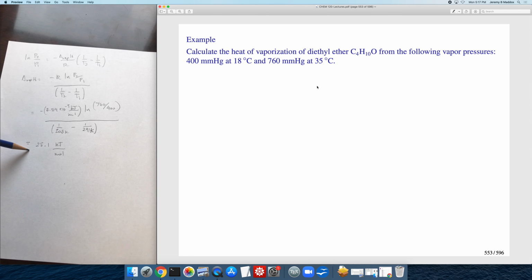It should be positive because vaporization is an endothermic process, and so that's one check that you didn't make a mistake with the signs or getting the temperatures switched around. When I paused there for a moment, that's what I was checking, to make sure I didn't make a mistake when I input the temperatures.